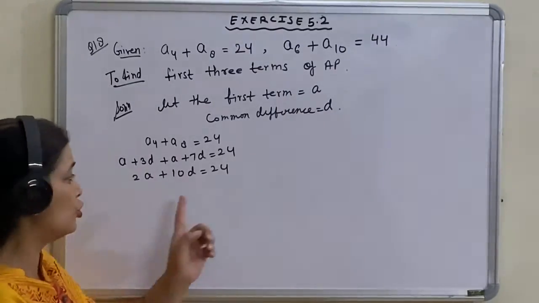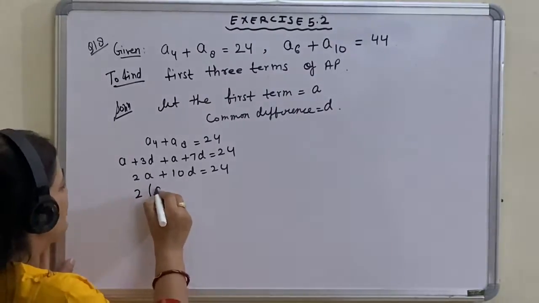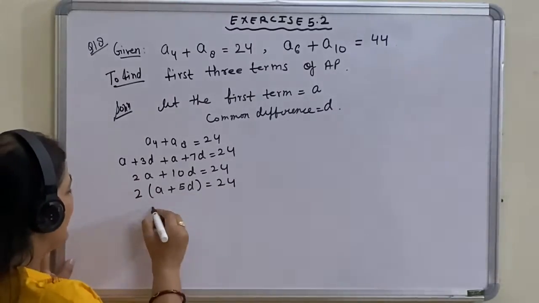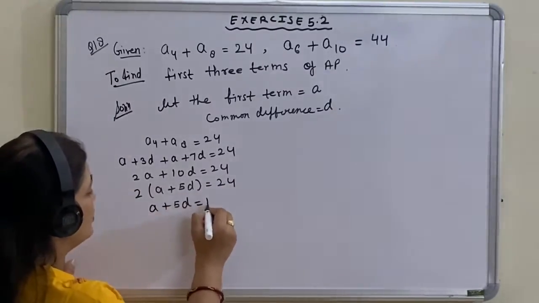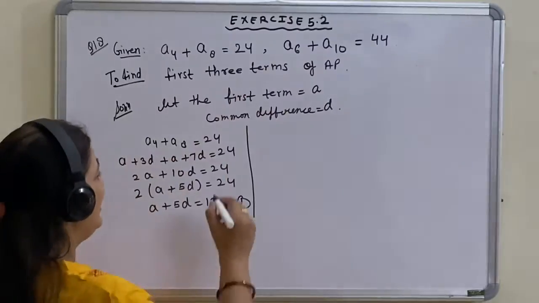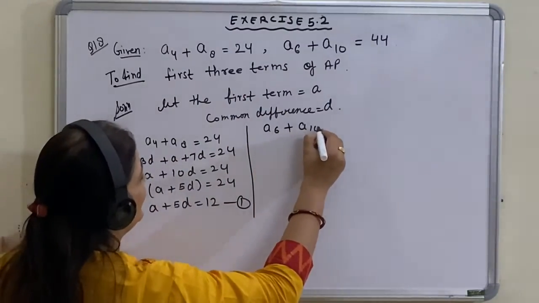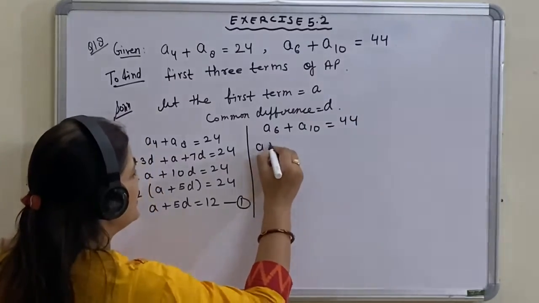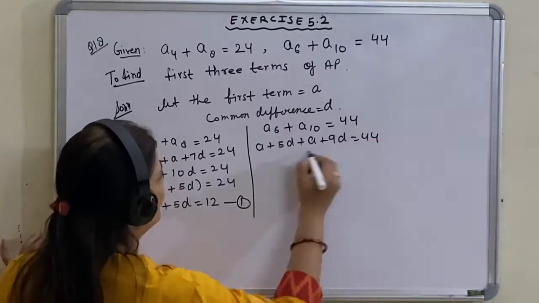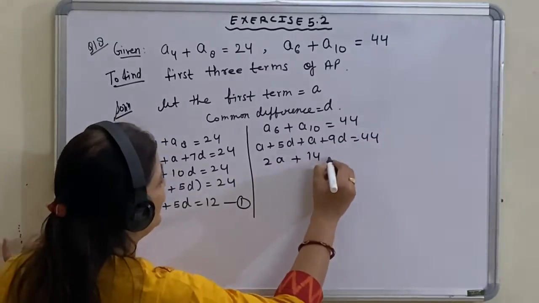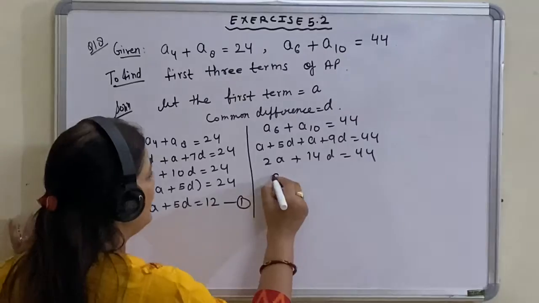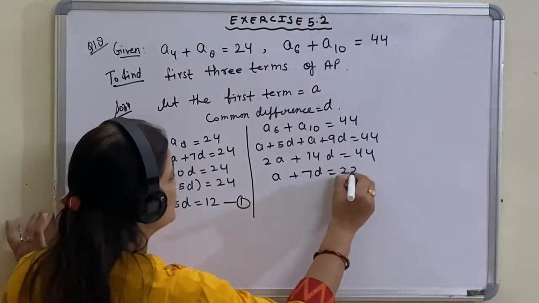इसमें से हम 2 कॉमन ले सकते हैं. हमने 2 कॉमन लिया. ये 2 डिवाइड में आ गया. It will be A plus 5D is equal to 12. It is equation number 1. And what is the second condition? It is A6 plus A10 is equal to 44. A6 is A plus 5D and A10 is A plus 9D is equal to 44. It will be 2A plus 14D is equal to 44. इसी तरह से हम यहाँ पे भी 2 कॉमन ले सकते हैं. It will be A plus 7D is equal to 22.